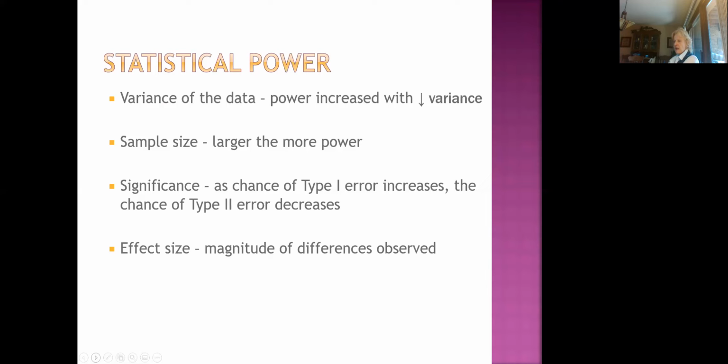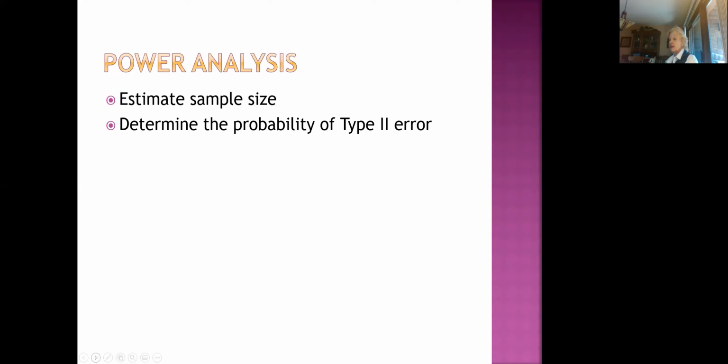And then significance plays into this. As the chance of type 1 error increases, the chance of type 2 error decreases. And then the effect size, which is the magnitude of differences observed, also feeds into the power. So when you're reading and critiquing these articles or planning your own study, you want to conduct a power analysis, and you want to estimate the sample size you need to draw the right conclusions. And you want to determine the probability of type 2 error.